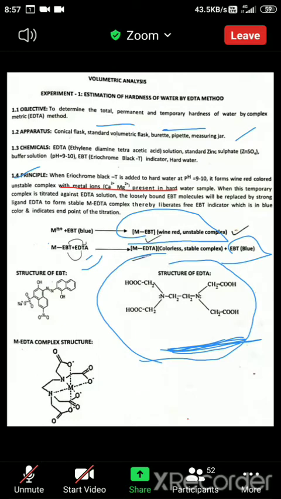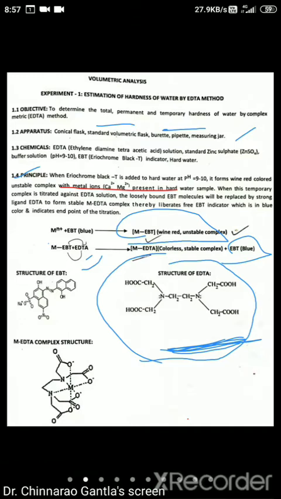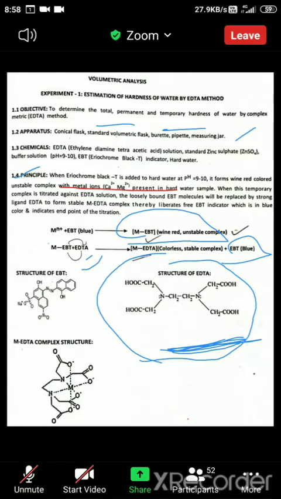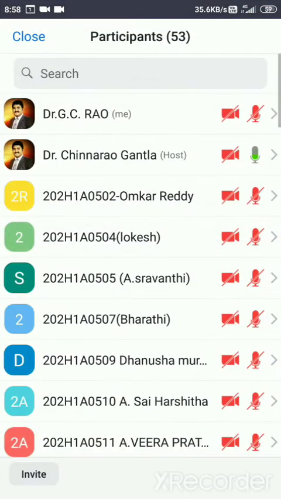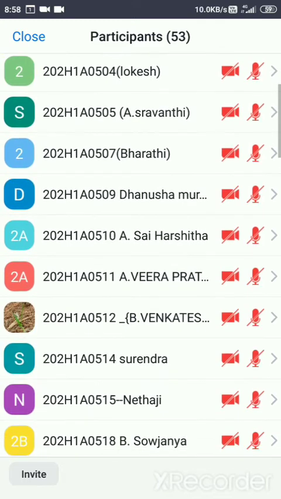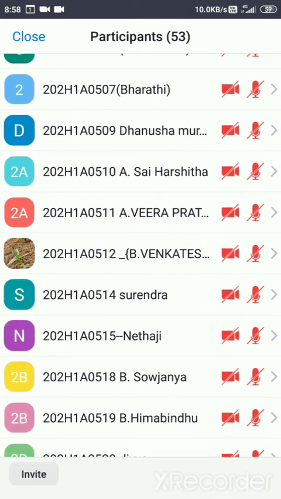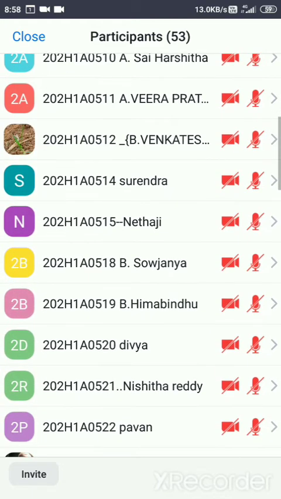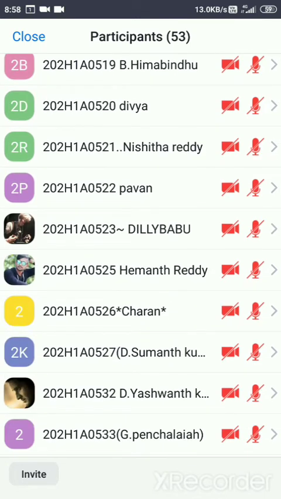Anybody from boys? What is the basic principle involved in EDTA method? Boys, Omkar Reddy. What is the basic principle?